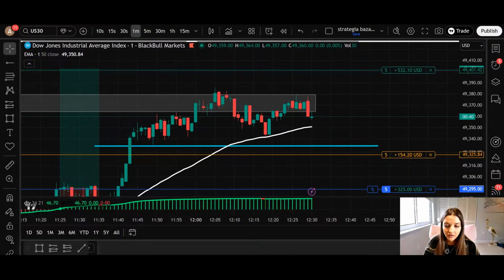Yep, how is this candle gonna close? Probably it's gonna hit a stop loss.